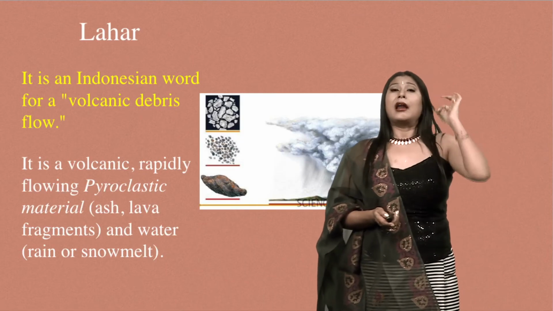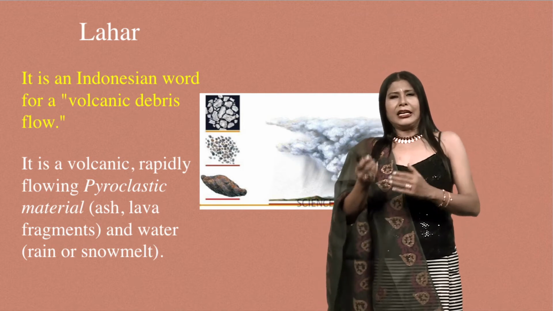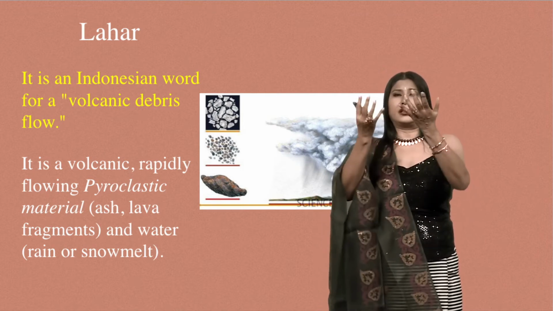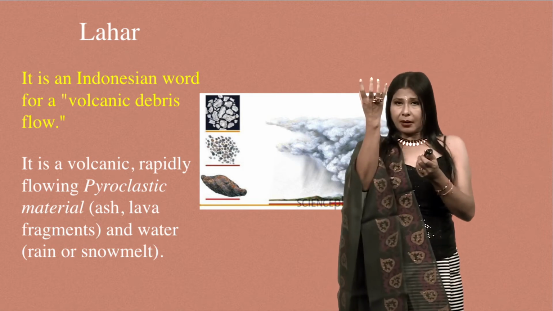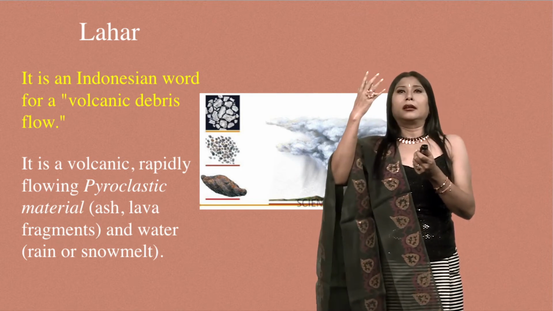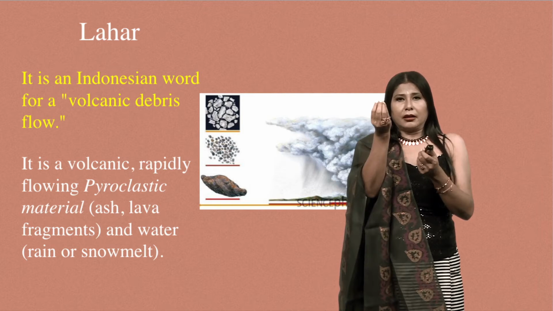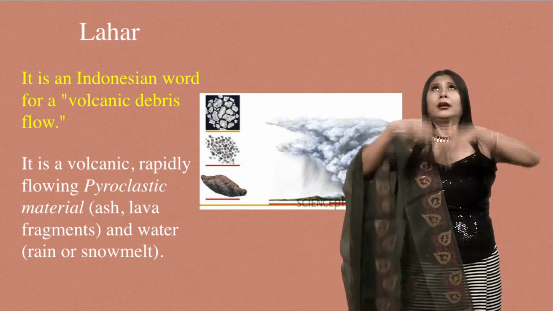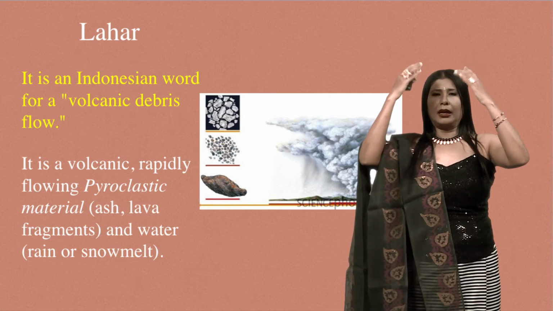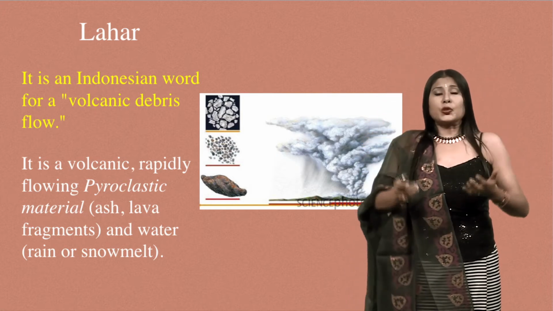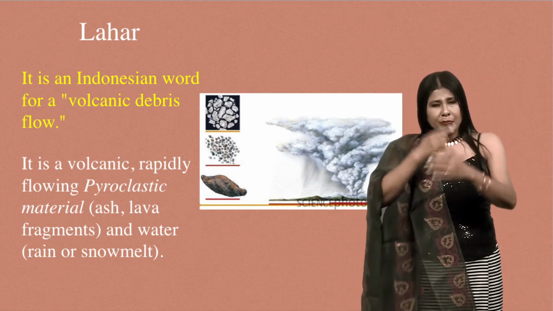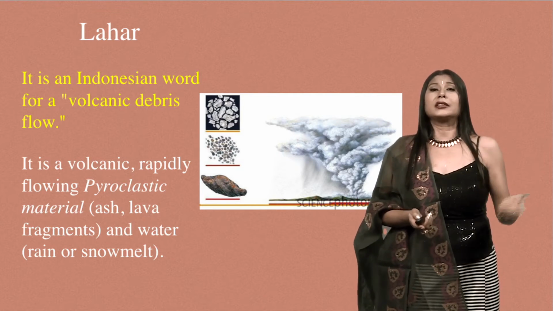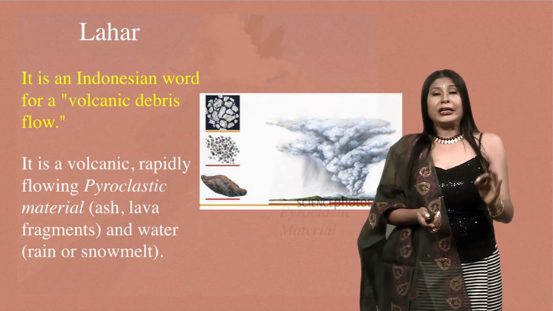The next one is lahar. It is an Indonesian word for volcanic debris flow. So, when a volcano erupts, first dust comes, very fine, and then lava comes afterwards. This dust gets blown up and is mixed with rain, and flows in the form of pyroclastic material. We call it lahar.